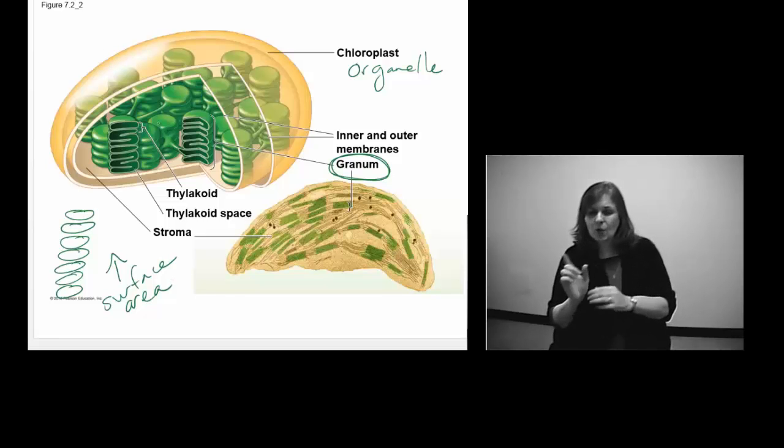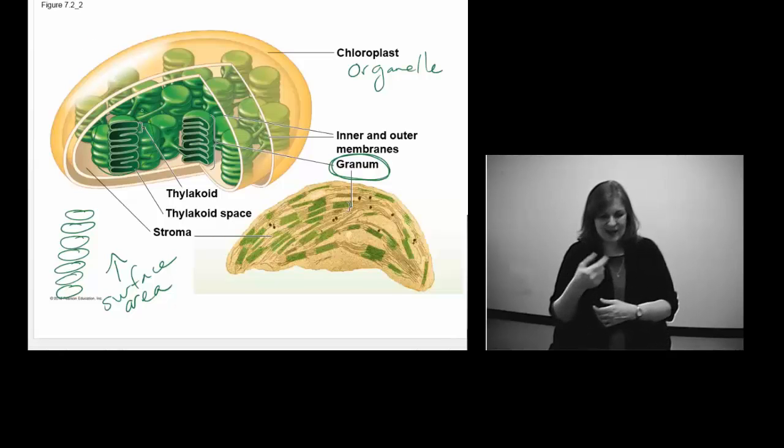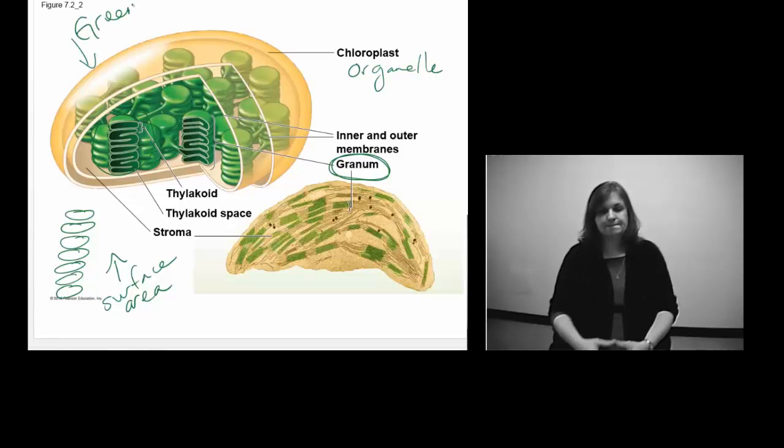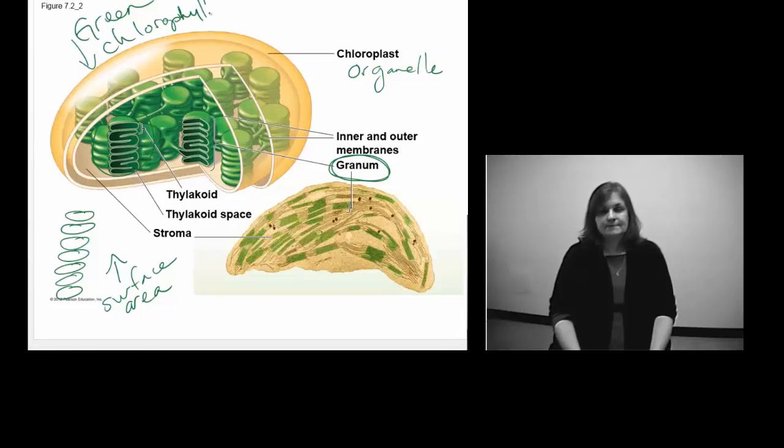Now, I asked you where you thought the chlorophyll might be. Well, remember, chlorophyll is a green pigment, right? So everything that you see that is green inside this chloroplast is going to be chlorophyll. So that means within these grana, within these thylakoids, we're going to have lots and lots of photosynthetic pigments to help us with this process.